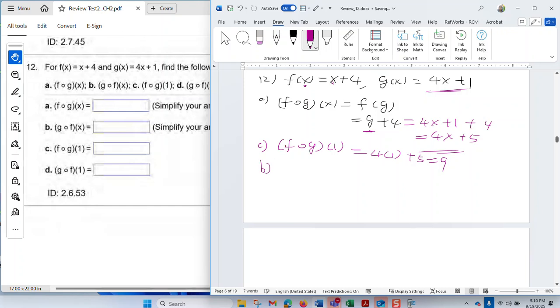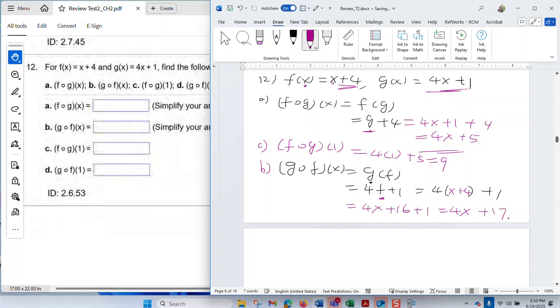Same thing as b, all right? When I have b here, g will be the outer, f will be the inner, right? So that's g of f. I'm giving you the shortcut here already. Go to the g function directly, replace the x by f. So this will be 4f plus 1. And then go back to f: 4 times f plus 1. My f here is x plus 4. Then we just simplify: 4x plus 16 plus 1, so that will be 4x plus 17. All right, so that's the composition.